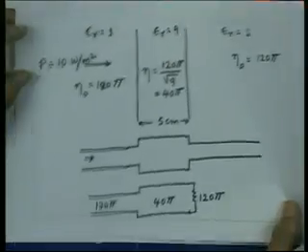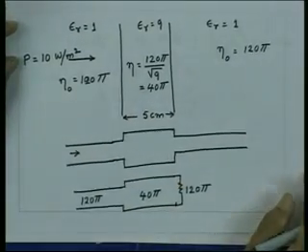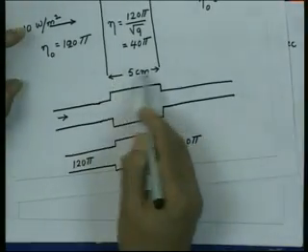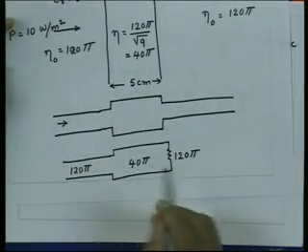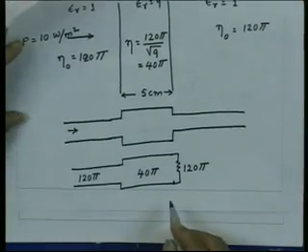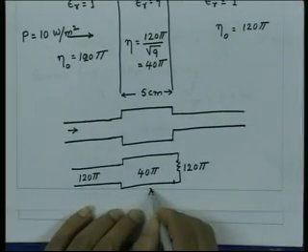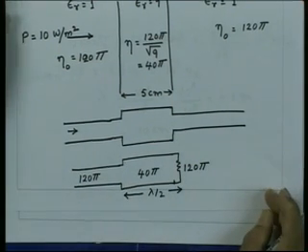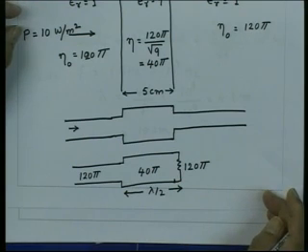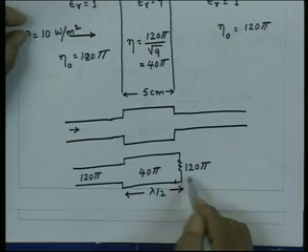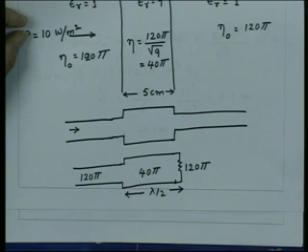So, in this medium the wavelength lambda is 10 centimeter. That means this length of 5 centimeter is essentially a distance of lambda by 2. So, in this case the problem becomes very simple, because this distance is equal to lambda by 2. And the normalized impedance which you see is transformed back to the same value at a distance of lambda by 2.